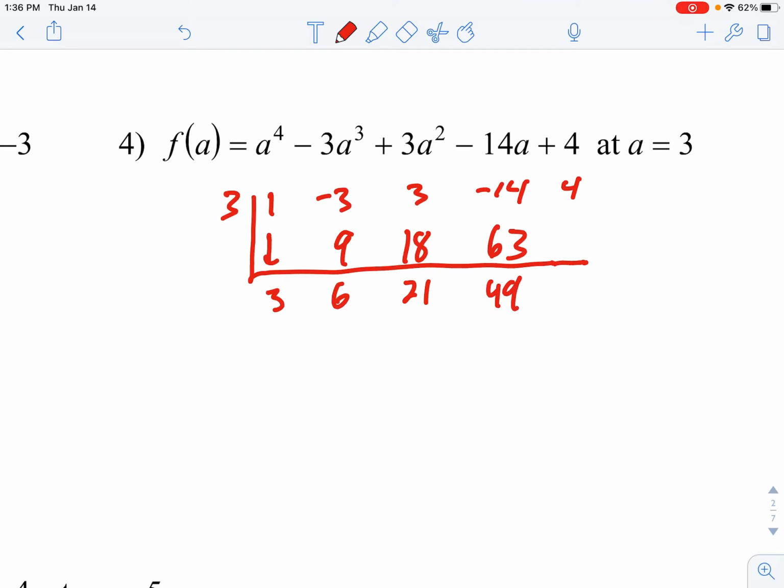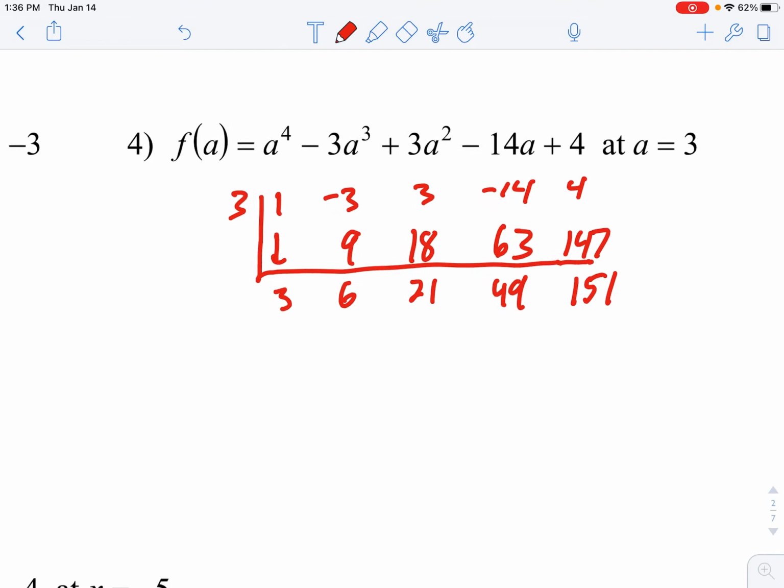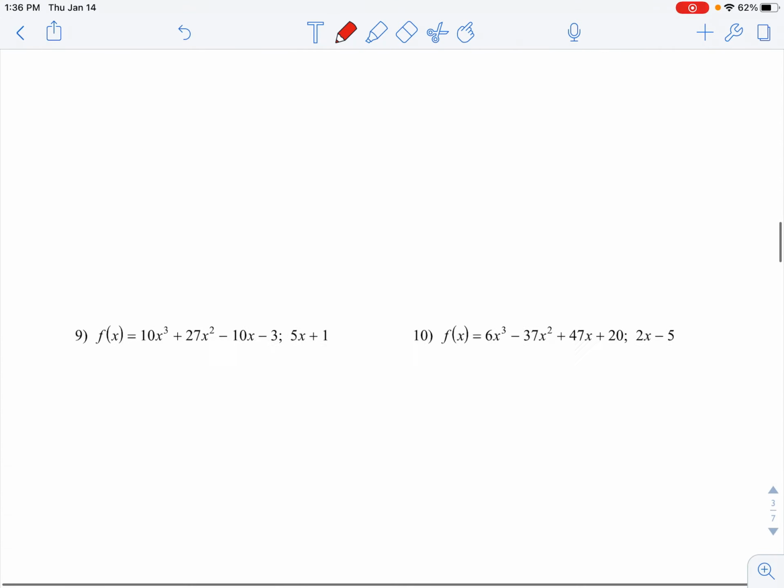Ooh, this doesn't look good. 3 times 49. Well, 3 times 50 is 150. 3 times 49 is going to be 147. 4 plus 147 is 151. Oh, I don't remember seeing that answer. Oh, I hope I didn't do number 4 wrong.